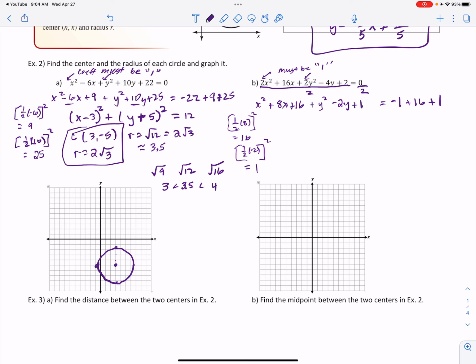And then x squared plus 8x plus 16 factors to the square of (x plus 4) quantity squared, don't forget the squared. y squared minus 2y plus 1 factors to (y minus 1) quantity squared. What goes here is always half of the 8, and what goes here is half of that negative 2.